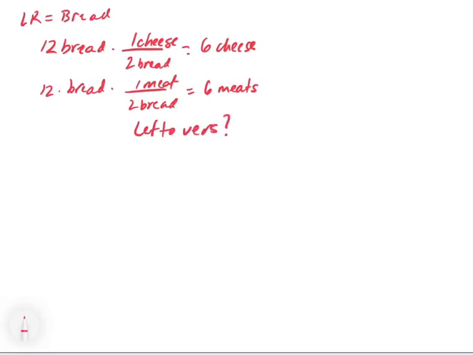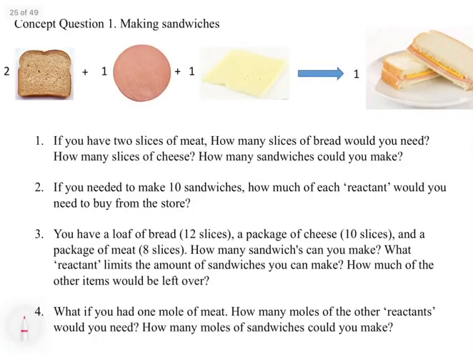So how much are you going to have for leftovers? Well, if I had 10 cheese minus 6 cheese, that's going to give me 4 cheese left over. And if I had 8 meats minus 6 meats, that's going to give me 2 meat left over. So this is what we call the excess from the reaction. That's stuff that's left over that's not going to get used up in the reaction. Okay, so that looks at that particular part of the problem.